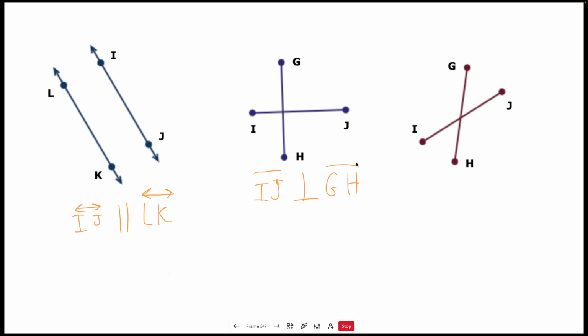And for the one on the right, when they are intersecting, you write line segment IJ intersects GH. For intersecting lines or line segments, we don't have a fancy symbol for it. We just write the word intersect.